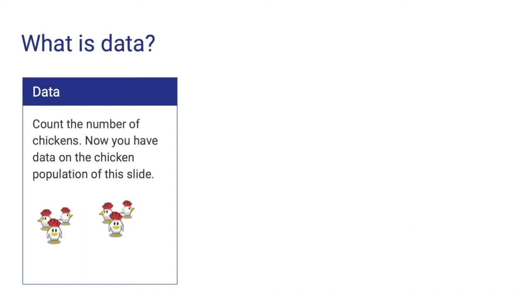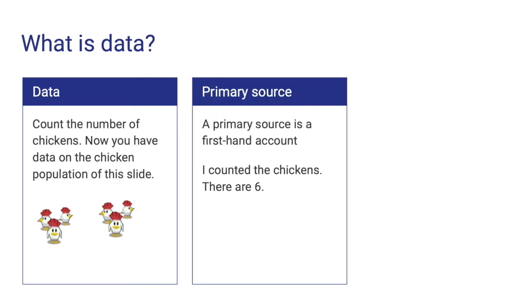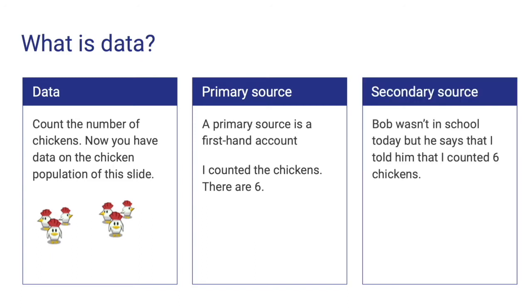So, for example, if you count the number of chickens, you have the data on the chicken population of this slide. That's data, the number of chickens, you're observing them. A primary source is a first-hand account. So I counted the chickens. There are 6. You can count them yourself if you don't believe me. A secondary source example would be, say Bob wasn't in school today, but he says that I told him that I counted 6 chickens. So he doesn't really know it from first-hand knowledge, but he takes my word for it.